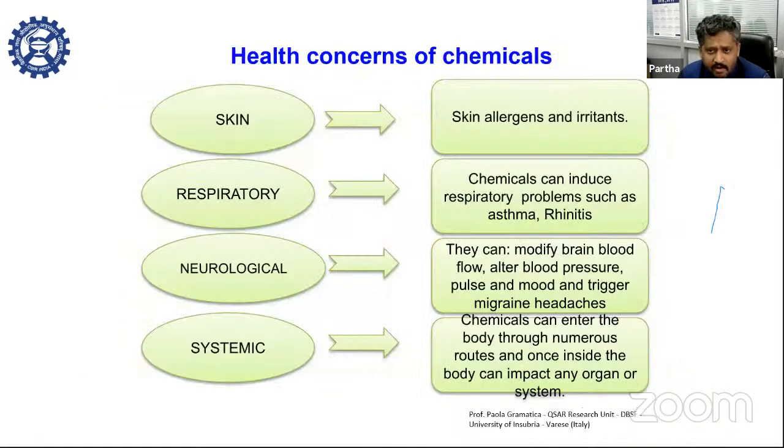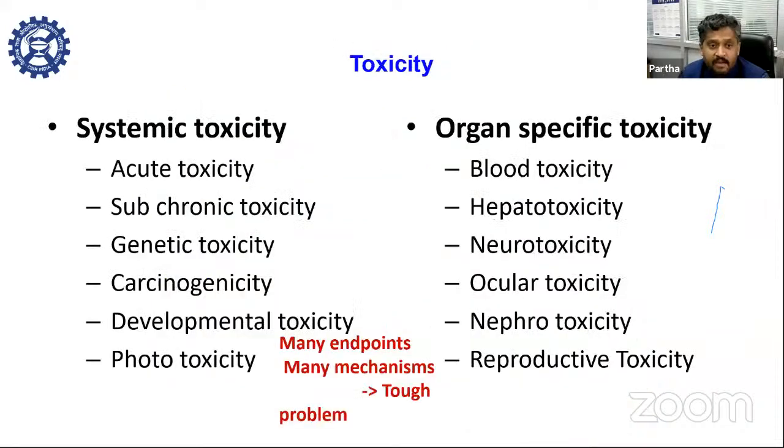Those products are relevant to various health issues. They cause skin allergy. Some of them cause respiratory problems, or are known to cause neurological dysfunction, like modifying blood flow or blood pressure, or causing migraine and headache. Some of them cause stroke, or long-term issues like hemorrhages, and so on. Chemicals enter the body through various routes, and some of them can cross the blood-brain barrier, causing defects in our body and impairing organ and system function. That's why we want to study the toxicity of those chemicals.